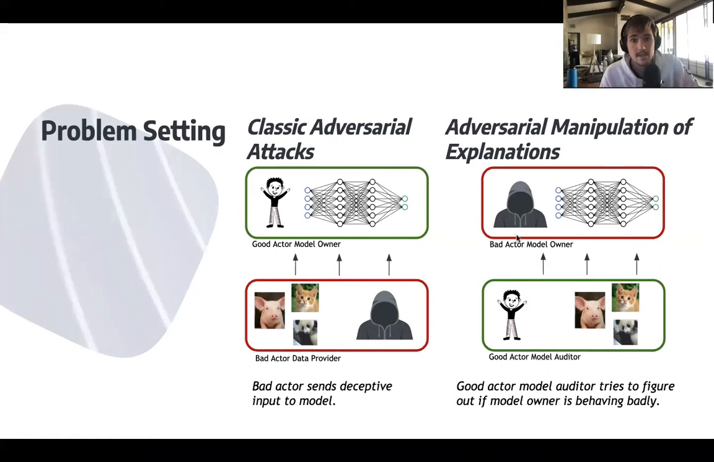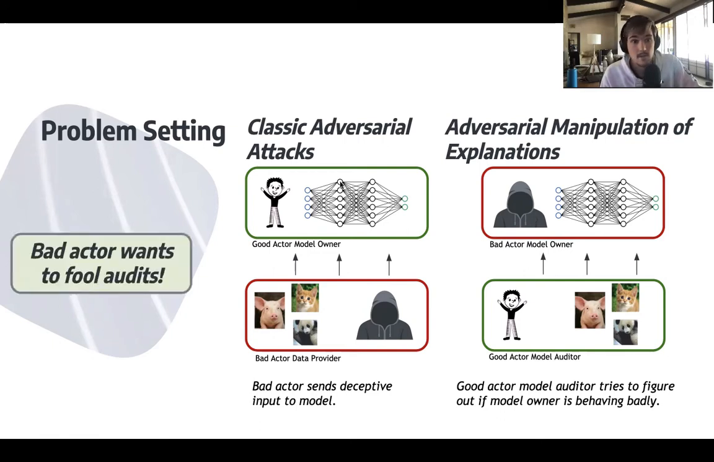In our setting, we're going to say that the bad actor is the model owner. The bad actor wants to put a harmful model into production in the world. At the same time, some good actor, some auditing agency, is going to feed inputs into this model and construct explanations in order to figure out if the bad actor is doing bad stuff. The bad actor is incentivized to fool these audits while executing whatever bad behavior they desire. They do not want explanations to reveal their behavior, to be clear.